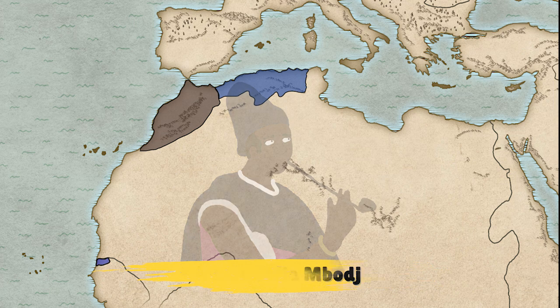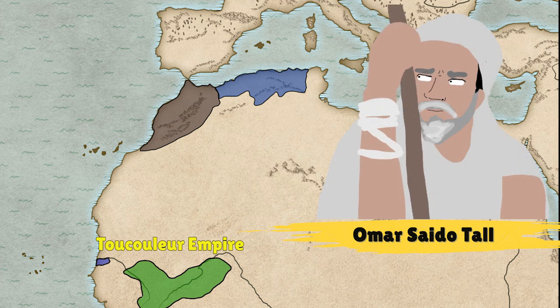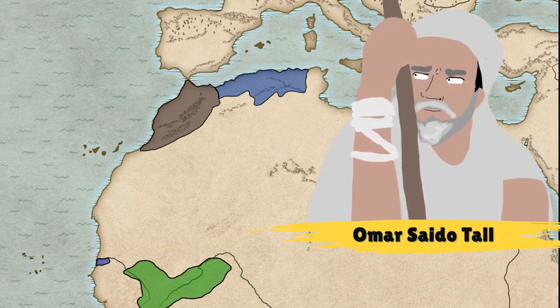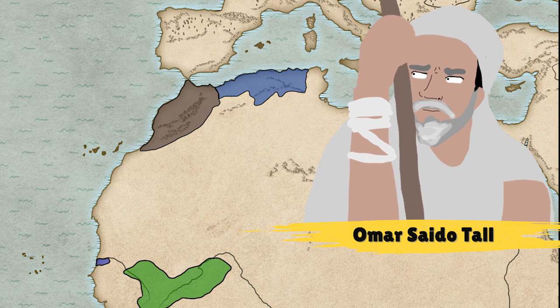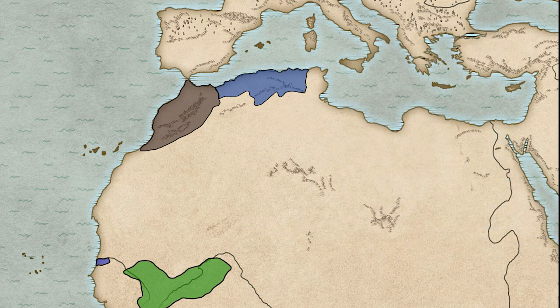The French victory then brought them closer to the borders of a new African state, the Tukulur Empire, which had been created by Omar Saido Tall. Think of this as an extension of the jihadist states of West Africa, as they were essentially just the unification of the most western ones. Under Omar, they launched an attack on the French in 1857, but were pushed back and the new spheres of influence were recognized.